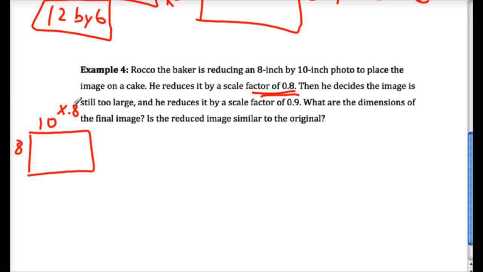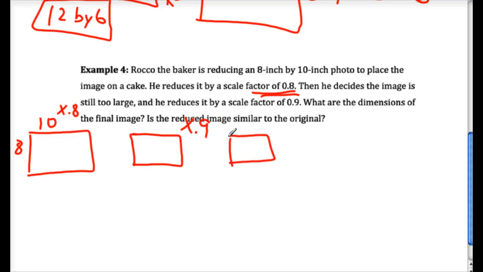So you can use your calculator to multiply by 0.8. Is that like getting a lot smaller or a little smaller? Little. Just a little smaller. 0.8 times 8 is 6.4. Then he decides that image is still too large. So he's going to reduce it again by a scale factor of 0.9. So whatever you get as your second one, you're going to multiply by 0.9 and make it even smaller.